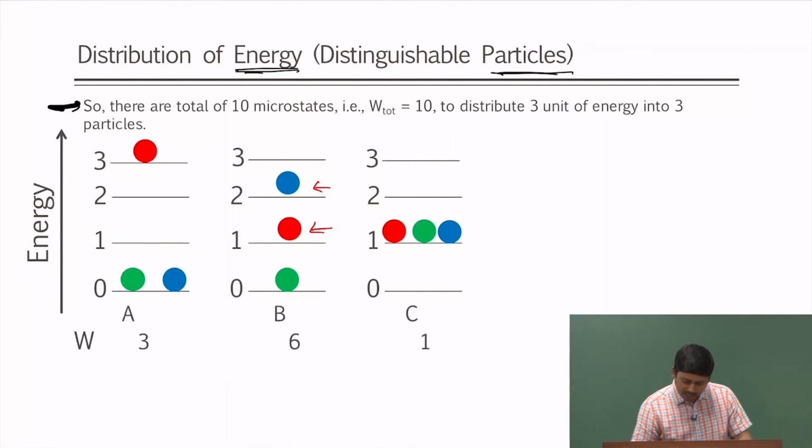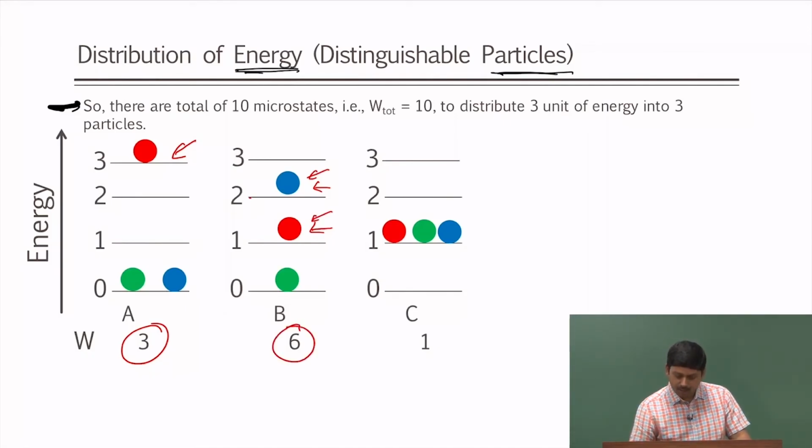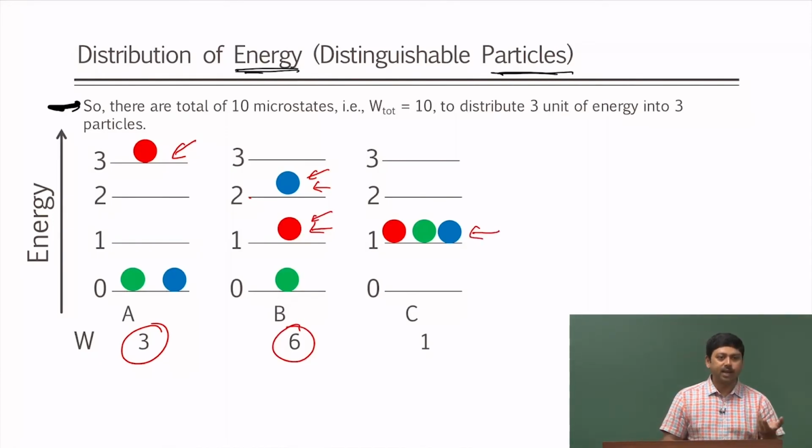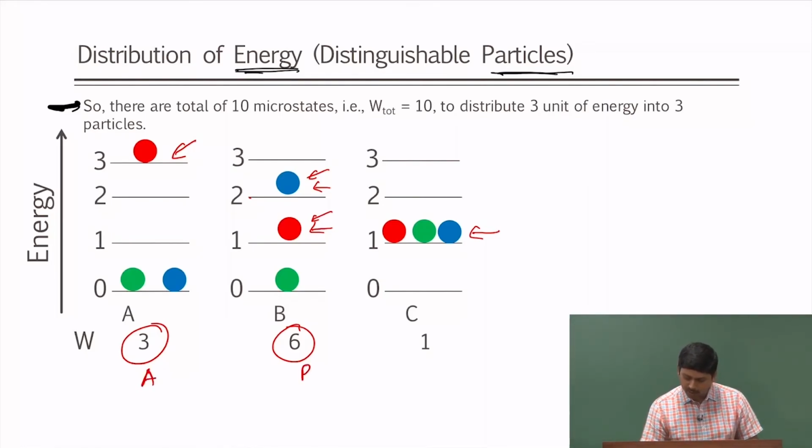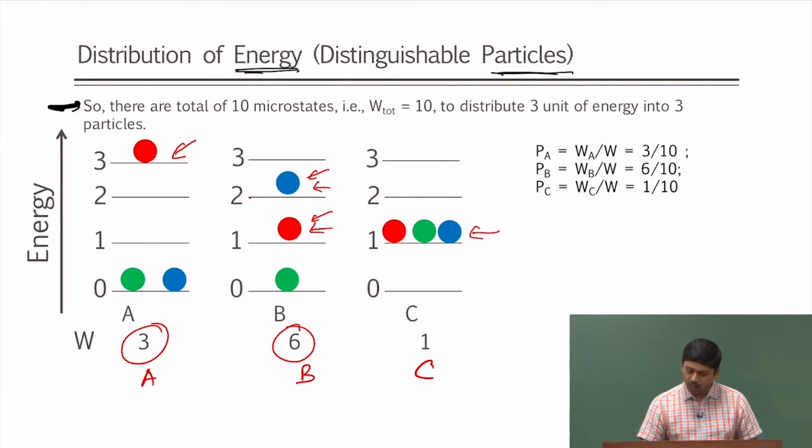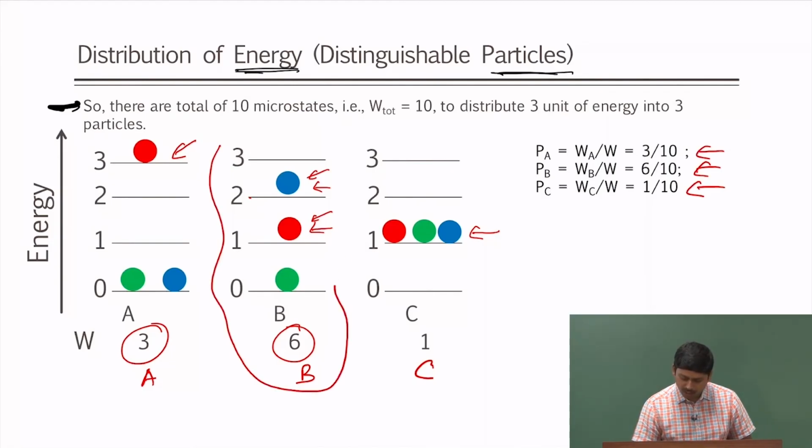Of course, as you can see, at this level I can put any 1 of the 3 particles and that gives me 3. At this level 2 I can put any 3 of the particles, for which I can put any 2 particles here, and that gives me 6. And I have no choice but to put all the particles in this level, and therefore I have only one choice. So, this is our earlier distribution A, distribution B and distribution C that we discussed before, and the corresponding probabilities that we talked about before, giving me this as my MPD, most probable distribution.